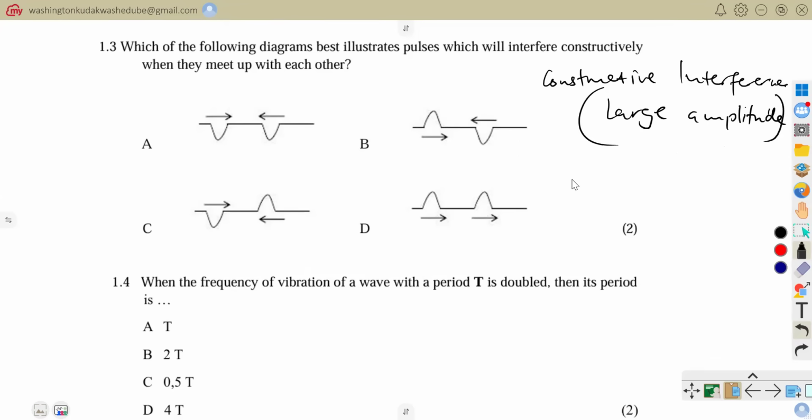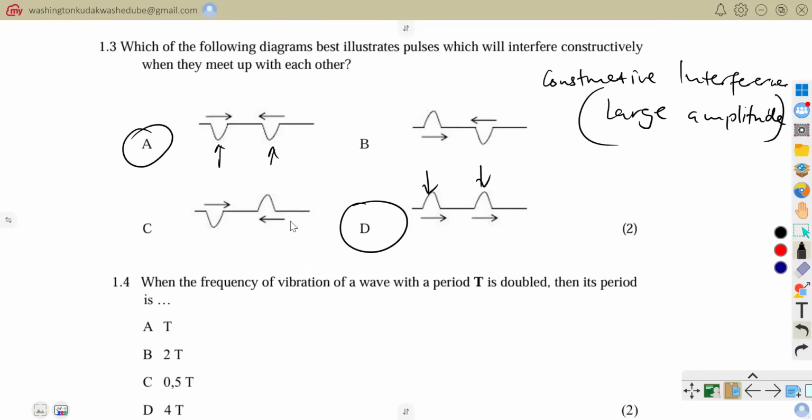And also, constructive interference occurs whenever we've got two pulses which are moving in two opposite directions. That is to say, the two pulses have to be moving in different directions, and they both either have two troughs or two crests. So that is what we are looking for here. You will see that you have got option A and option B, where you have either two troughs or two crests.